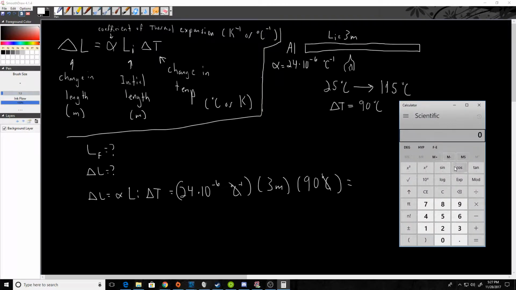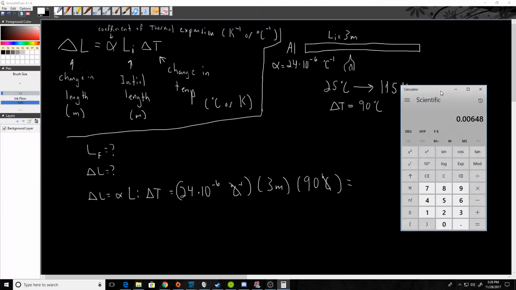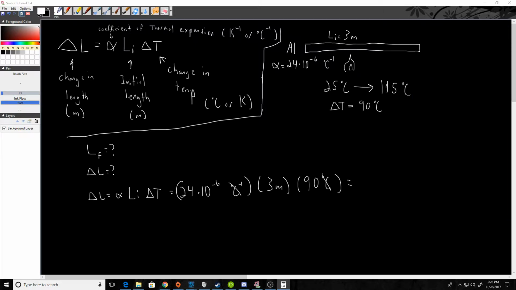This math, however, I can't do in my head, so let's go open parentheses, 24 times 10 to the negative 6, close the parentheses, times 3 times 90. All right, so I got 0.00648, okay? 0.00648. And once again, that's in meters. That's the only unit I have left. Now, that's not the final length. That's just how much this aluminum rod is changing.